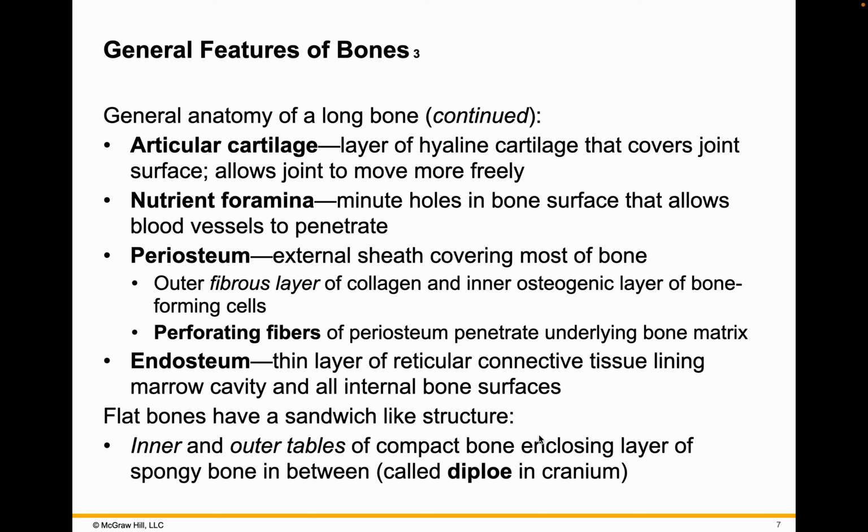And endosteum is a thin layer of reticular connective tissue that lines the marrow cavity and the other internal bone surfaces. Flat bones have more of a sandwich-like structure. They have an inner and outer table. Those are the compact bones that you can see inside and outside, and a spongy bone layer in between. And in the cranium, it's specifically referred to as the diploe.